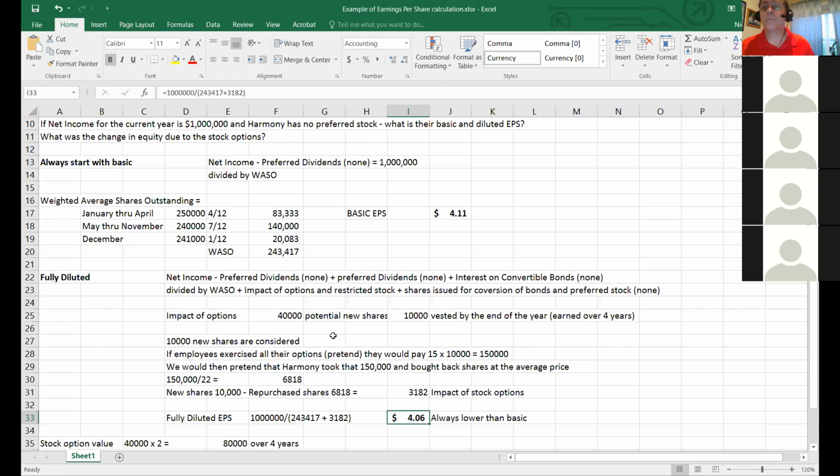The forfeited, where did it say that? The options that have been forfeited, did we talk about that? Let me give you an example of how that might play out.